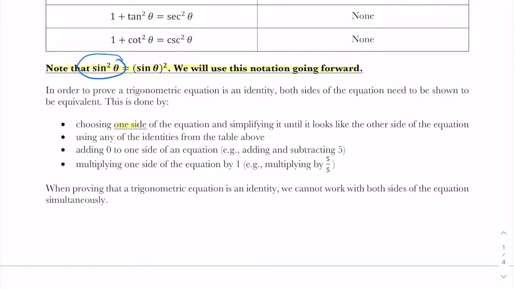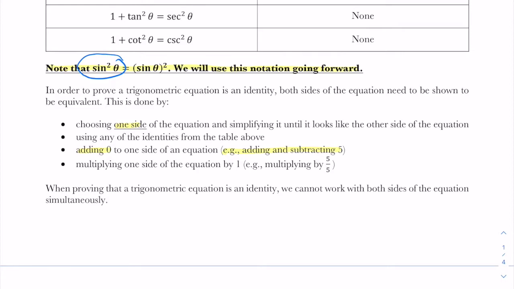Another trick you can use to help you prove that something is an identity is the mathematical trick of adding zero. When you add zero, you're really just adding and subtracting the same thing. For example, adding and subtracting 5. But as you'll see, this can be a trick to help you make an expression look like something else. We used a very similar trick when we were completing the square back in Unit 3.